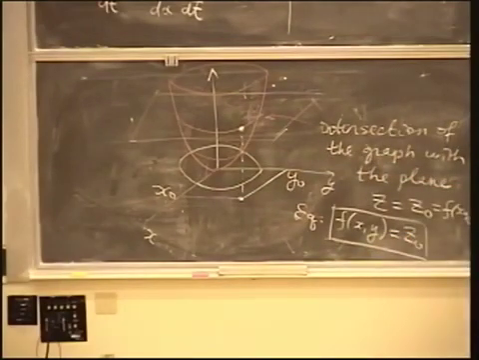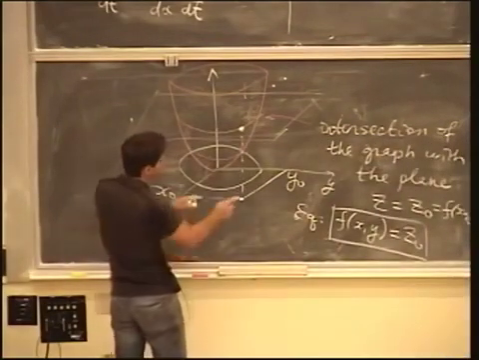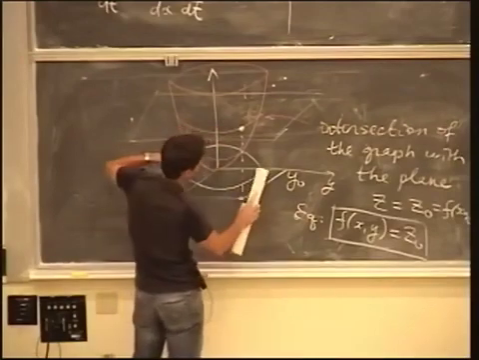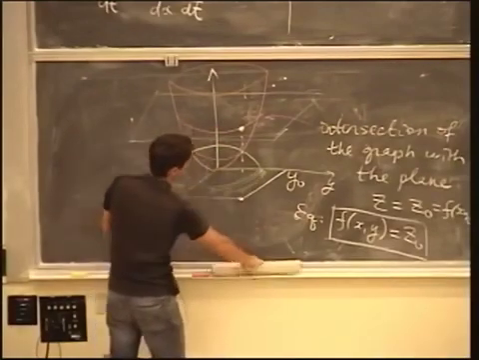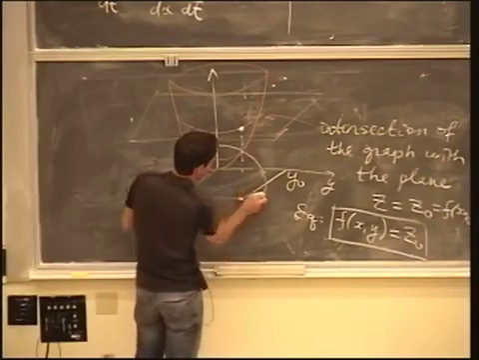And now what I'm claiming, except the way I drew it is not very good because it would have to go through the point x0, y0. And my picture is very misleading, in fact. Right? So it has to be more like this.